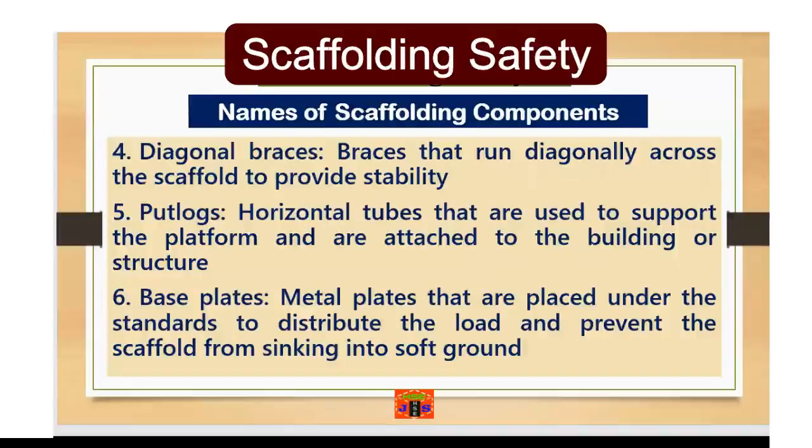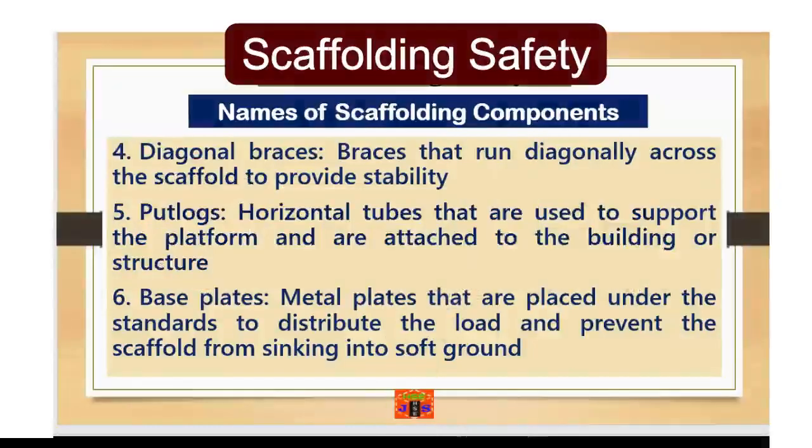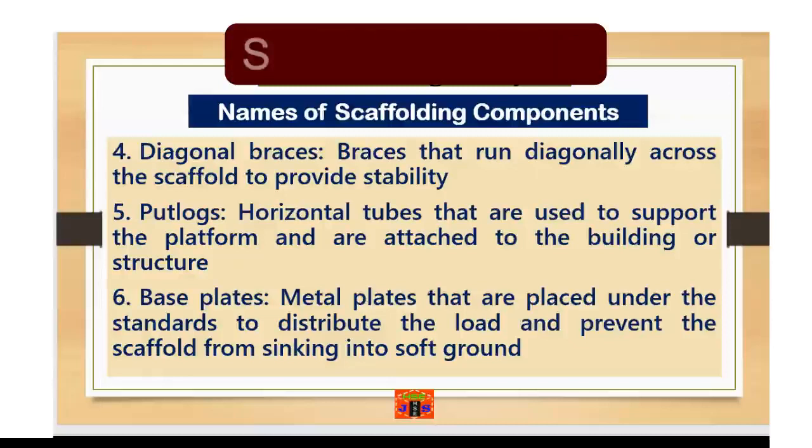Number four, diagonal braces. Braces that run diagonally across the scaffold to provide stability, to avoid collapsing of scaffolding structure. Number five, footlocks, horizontal tubes that are used to support the platform and are attached to the building or structure. Number six, base plates, metal plates that are placed under the standards to distribute the load and prevent the scaffold from sinking into soft ground. Without base plates, scaffolding is never safe.